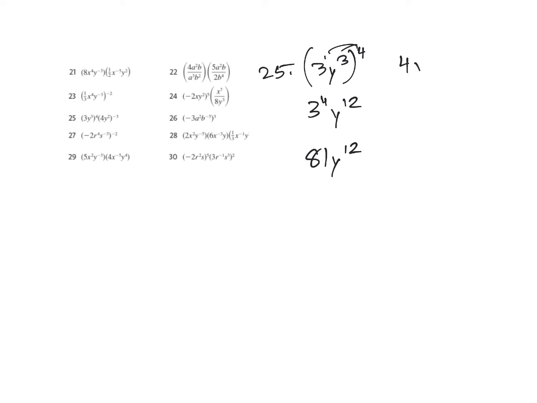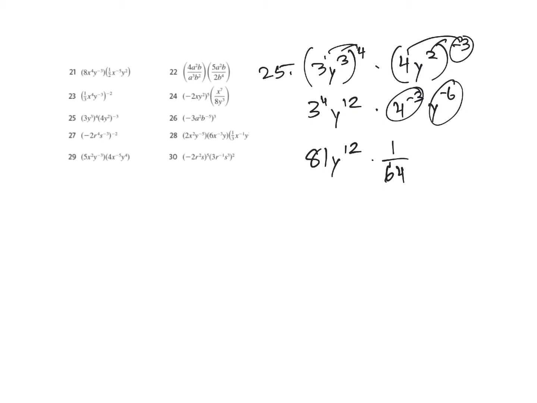You have 4y squared raised to the negative 3. So again, distribute the negative 3 to each exponent. 4 to the negative 3, y to the negative 6. So 4 to the negative 3. 4 cubed is 4 times 4 is 16 times 4 is 64. So this is 1 over 64 because you got to make that a positive exponent. And this y to the negative 6, that goes on the bottom to make it a positive 6.